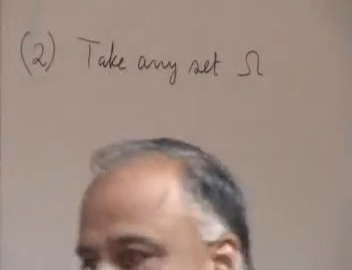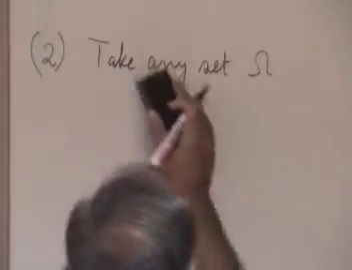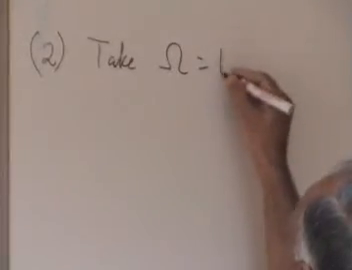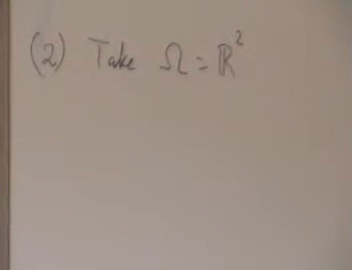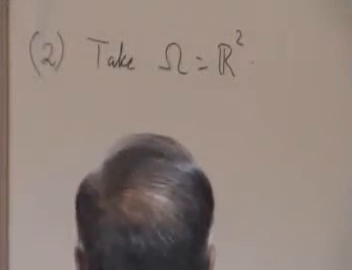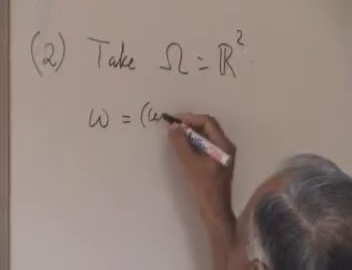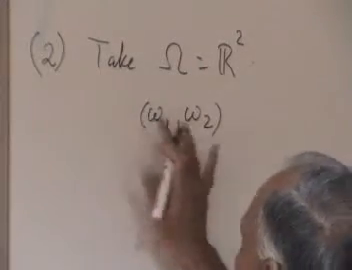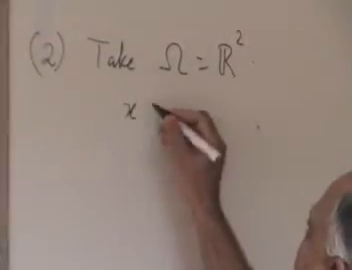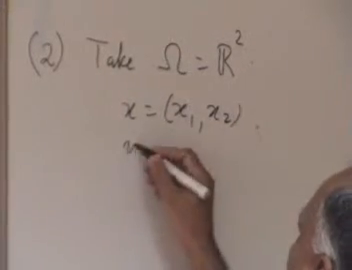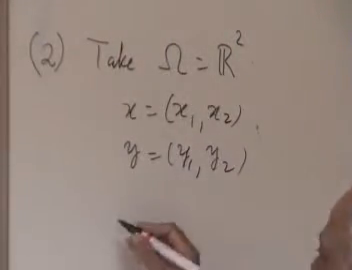Well, let me take first of all special, very well-known cases. Take omega to be R2. That is our plane, the 2-dimensional plane. So now, suppose I have one point omega, which is omega 1, omega 2, or let me call it x only. X as x1, x2. And y is y1, y2. So these are any 2 elements. We have to define the distance.